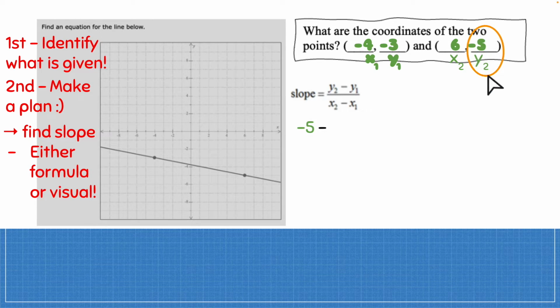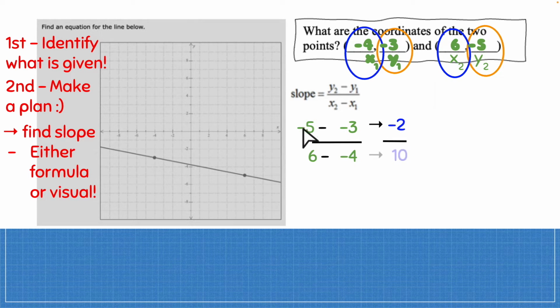So I have y2, which is -5, minus y1, which is -3. And then I have x2 minus x1. So 6 minus -4. Remember, minus negative, these are going to become plus. So this is really -5 plus 3. That's why I get -2. 6 plus 4, I get 10. We can reduce again. 2 and 10 are both even. They can at least divide by 2. So -2 divided by 2 is -1. 10 divided by 2 is 5.